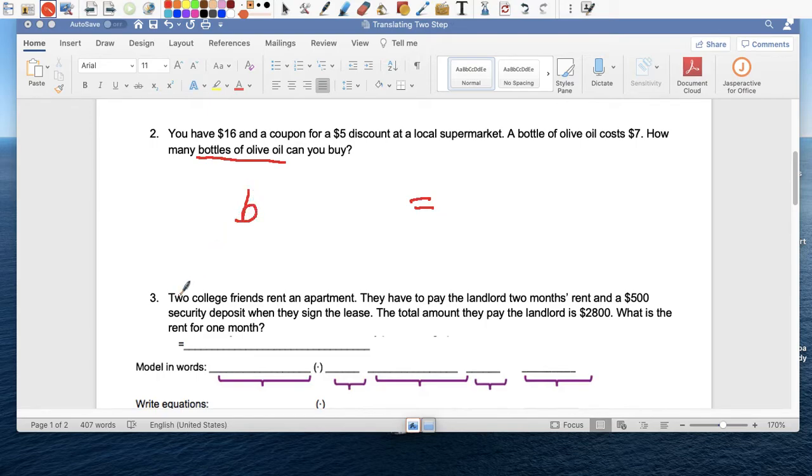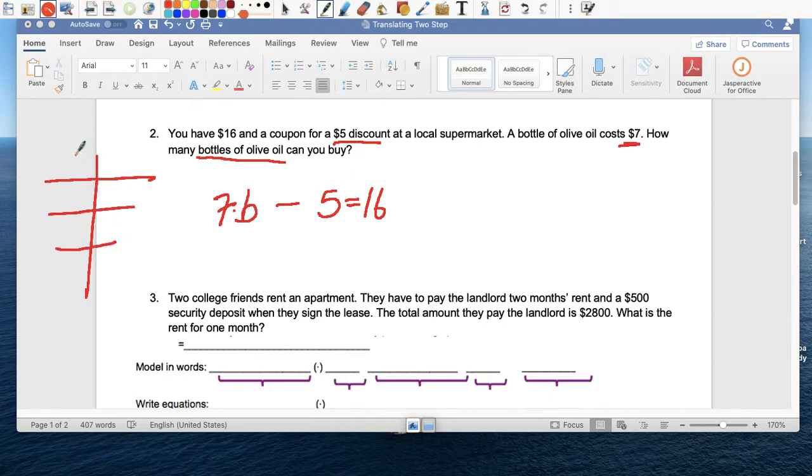What do I know about each bottle of olive oil? Each bottle is $7, so 7 times b. What else is happening? Am I buying something else? No, I'm getting a discount. So discount means minus 5. And all of that is going to equal 16. You know your story: b times 7 minus 5. The inverse operation is going to be plus 5 and then divide by 7.